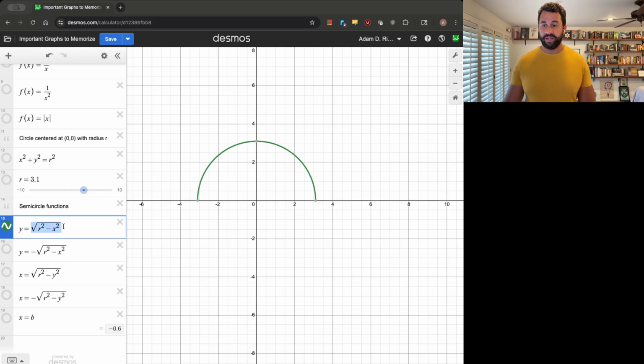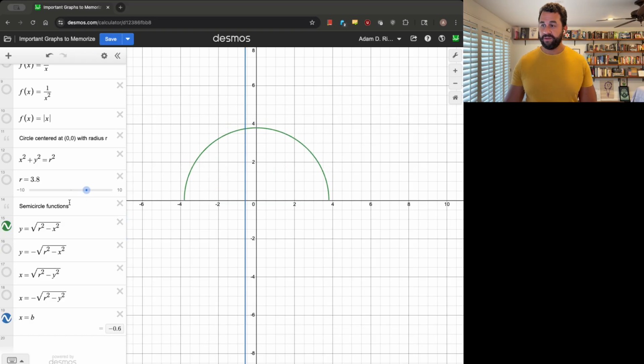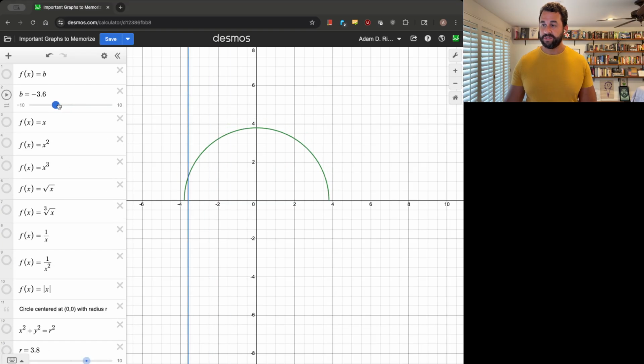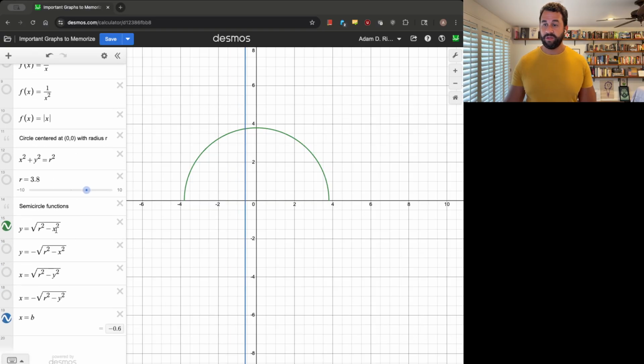So this formula right here is the formula for the top semicircle, the upper half of the semicircle of radius r. I can change r, right? But now, as that vertical line moves around, it only intersects the graph at one point. So now we do have a function of x. We can plug x into this formula and get out a single y value. So this is a function that describes the top half of the semicircle.